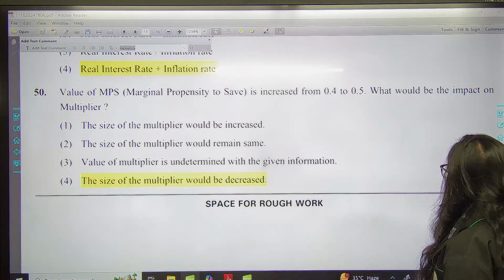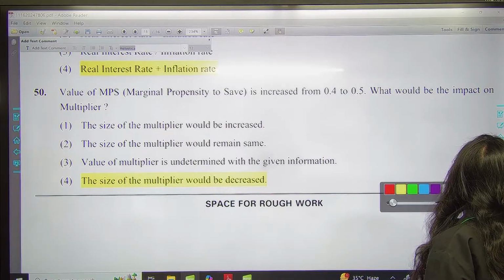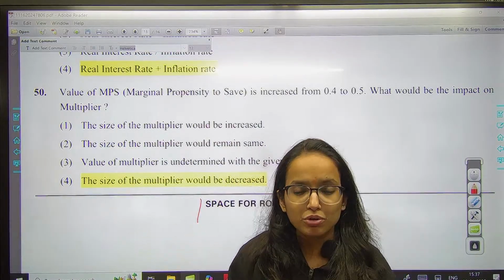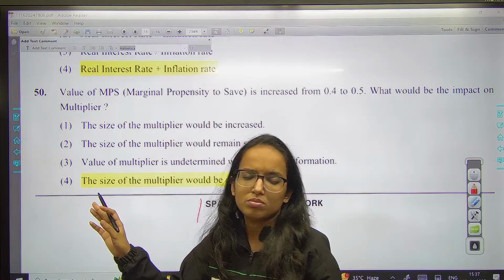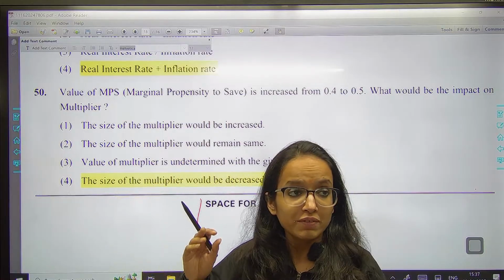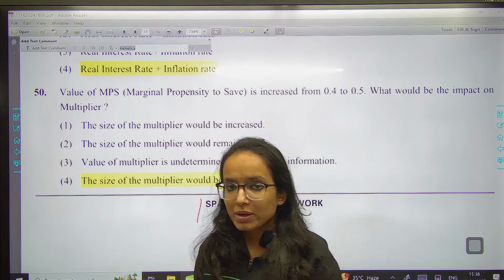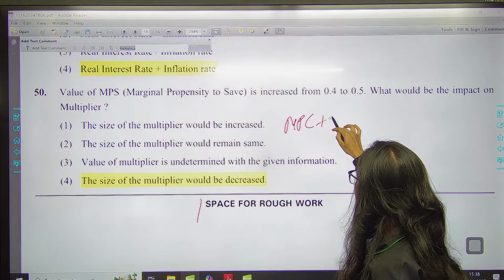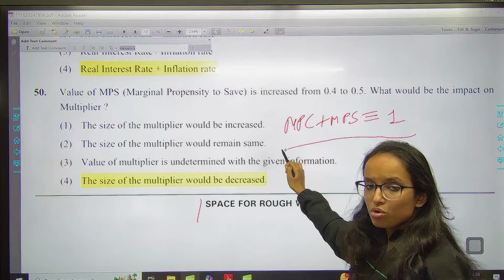So here they have asked, value of MPS is increased from 0.4 to 0.5. What would be the impact on multiplier? तो multiplier पे क्या impact होगा? Investment multiplier पे common sensical है. You're not even required to do the calculation. You see, MPS is what? Marginal propensity to save. And you know this identity that MPC plus MPS will always be equal to 1. It cannot be more than 1, right?